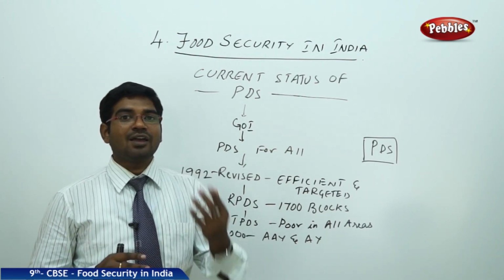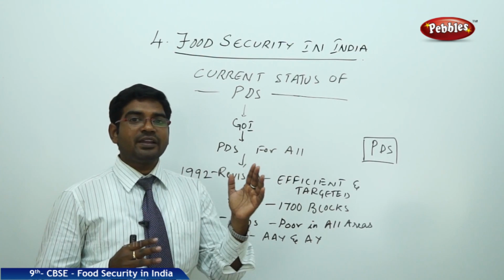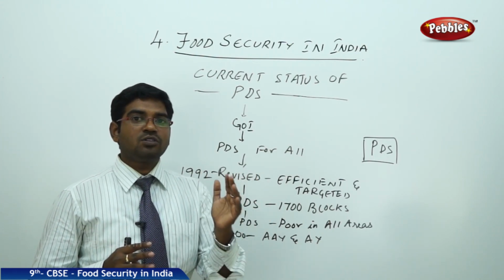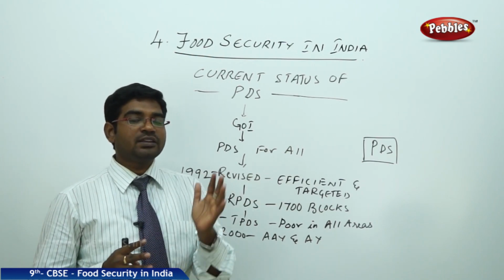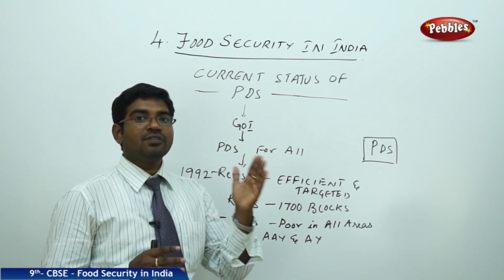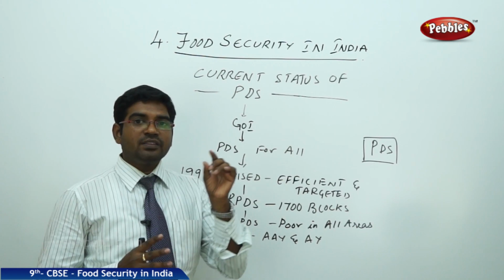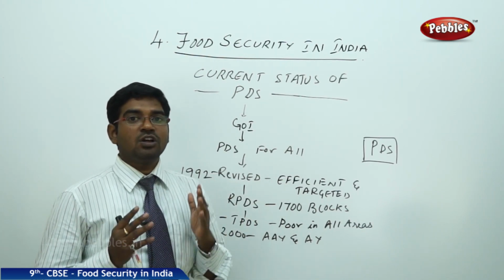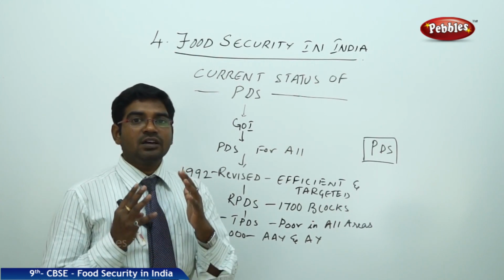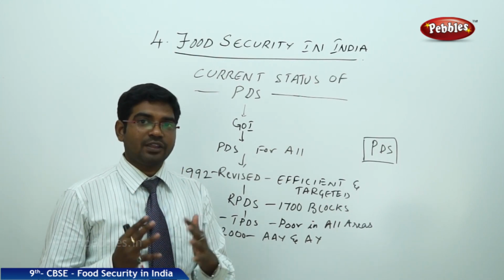So the people who have the pink card will not get any subsidized amount for the rice or wheat or whatever they want to buy. They have to buy it at the market cost itself. But the white card people are entitled to get the benefits given by the government. So the government has targeted the groups who are suffering.